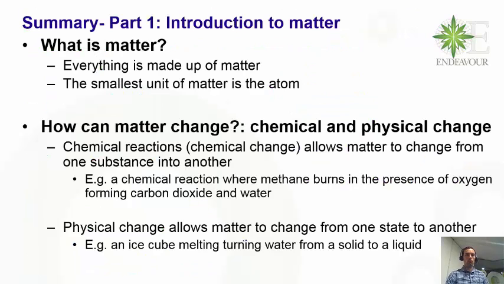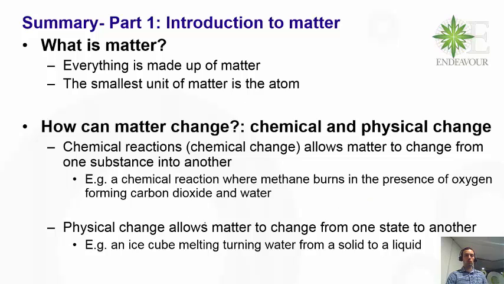Alright, so to summarize what we've looked at in this first part of the session, we defined what matter is. Basically, matter makes up everything, and the smallest component of matter is the atom. We also looked at some ways that we can alter matter or change it. So for a chemical reaction, corresponding to a chemical change, matter can actually be changed from one substance to another. And the example of this was when methane was reacting with oxygen to produce carbon dioxide and water. The matter that we had at the beginning is different from the matter that we have at the end.